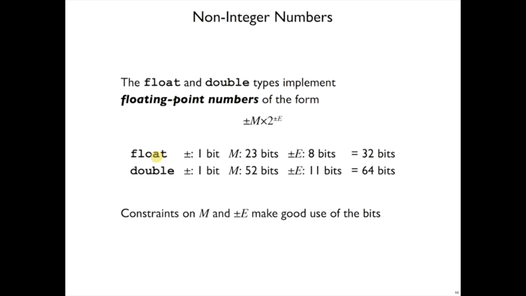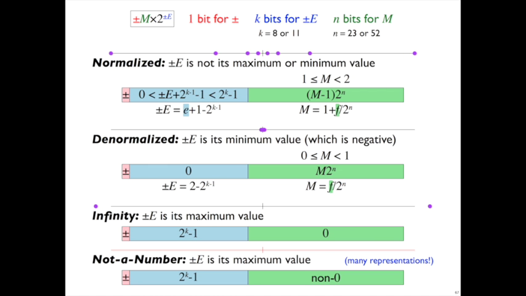The float type in particular uses 32 bits total. It uses 1 bit for the sign, this plus or minus part, uses 23 bits for the m part, and it uses 8 bits for the plus or minus e part. Double is similar, 1 bit for the sign, but 52 bits for m and 11 bits for e. And the key to making floating point numbers work as nicely as they do on modern machines is the way that m and e are constrained and represented.